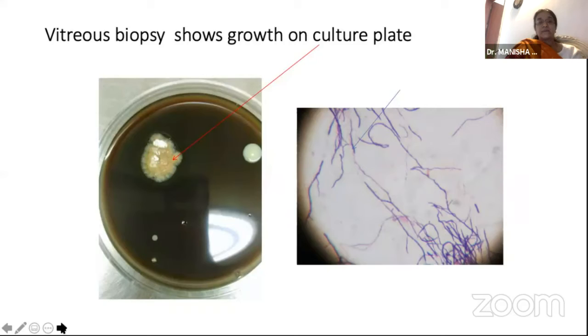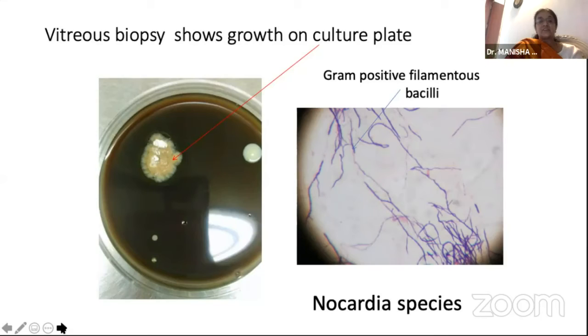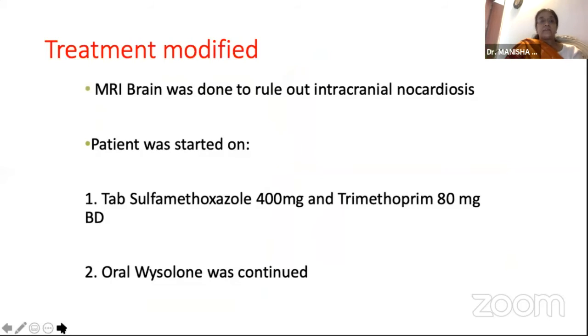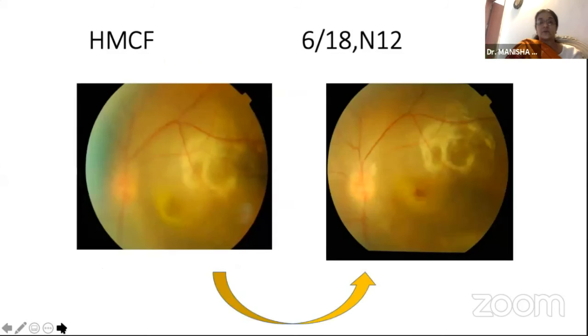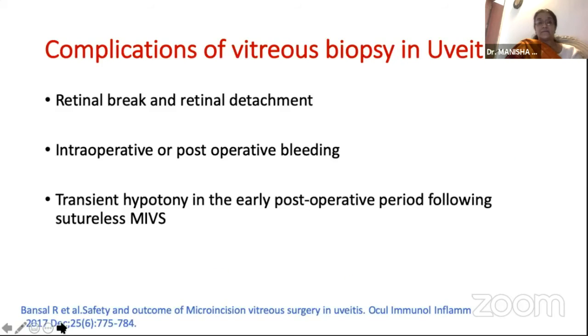The vitreous biopsy was sent and cultured on various plates. And to our surprise, this child actually was diagnosed to have nocardia infection in the eye. MRI brain was done to rule out intracranial nocardiosis, and the patient was started on the suggested treatment for nocardia along with oral steroids. And you see that there was a beautiful response with resolution of subretinal fluid, regression of the lesion, and the patient recovered a good vision of 6/18 and N12.